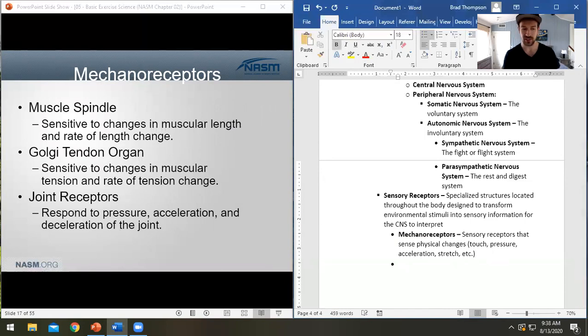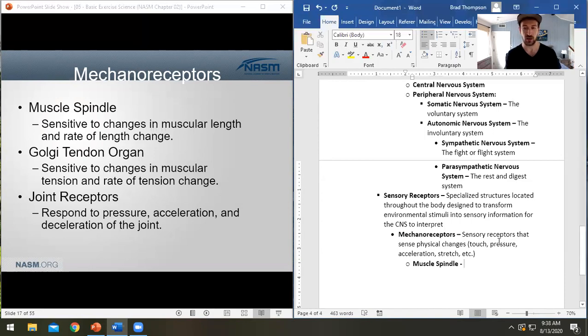The first one we're going to talk about is what's called a muscle spindle. Remember I mentioned the neuromuscular system? Your muscle spindle is in your muscle. It runs the entire length of your muscle. But really, it's part of your nervous system. It's how your nervous system understands where your muscle is in relation to its overall length.